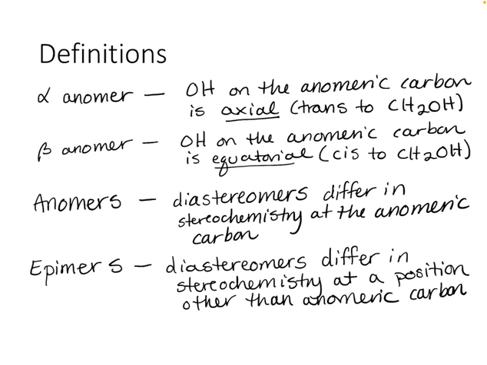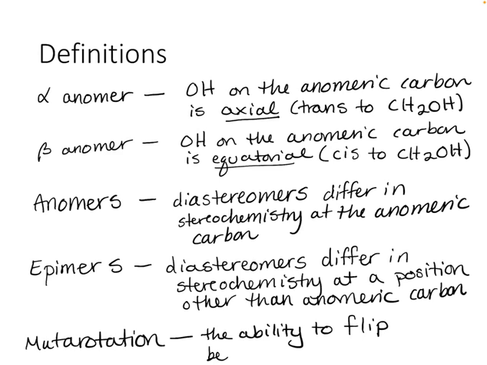Another term, we didn't really mention it today, but we will in the future, is mutarotation. And that's the ability for a molecule to flip between the alpha and beta anomers. So you could have a reaction where the alpha anomer converts itself into the beta anomer, and vice versa. Okay, so these are just some words and terms to keep in mind throughout the rest of this chapter. Next time, we're going to start discussing reactions of monosaccharides. So we have alkylation, acylation, etc. So we'll talk about that next.